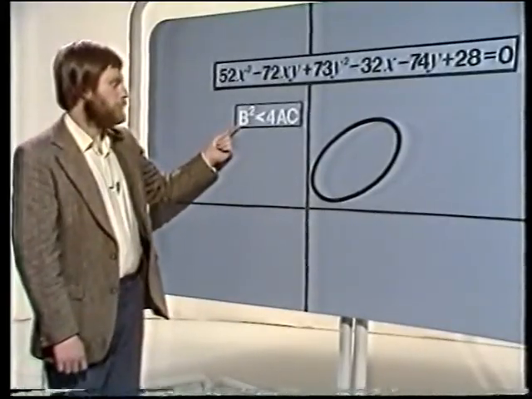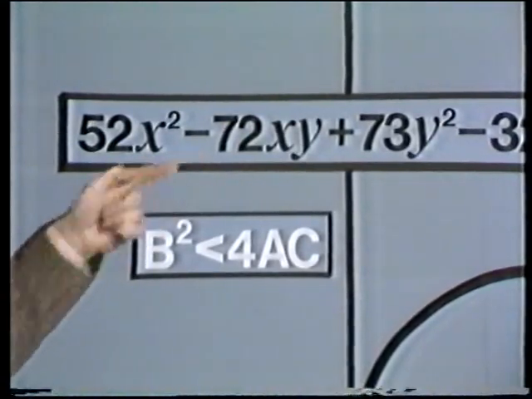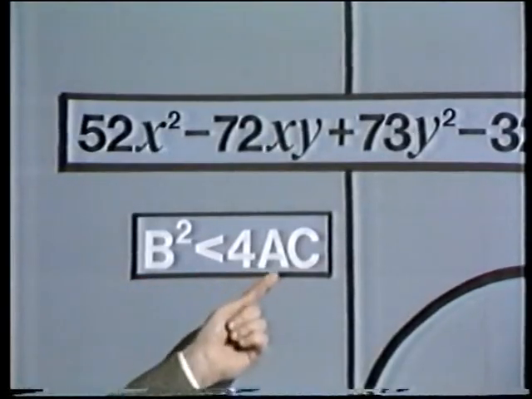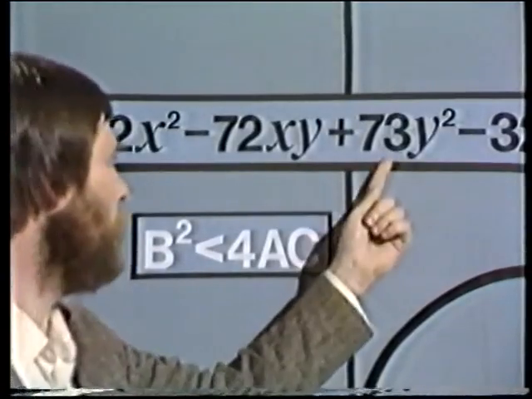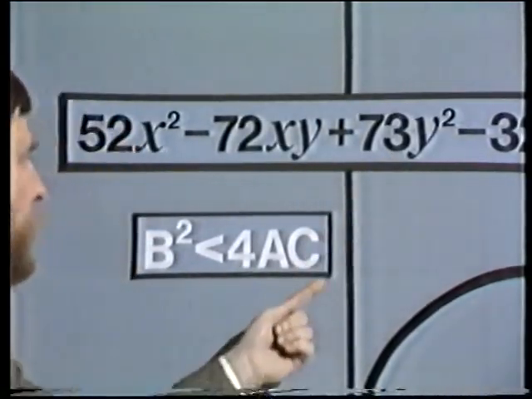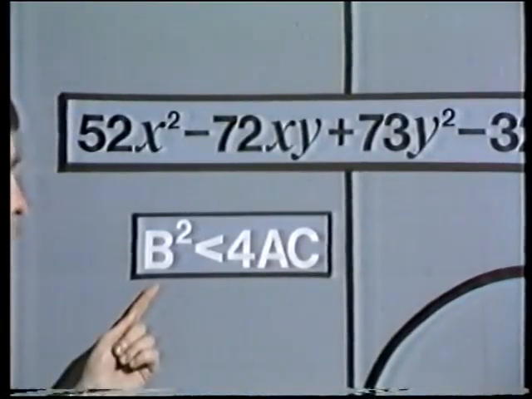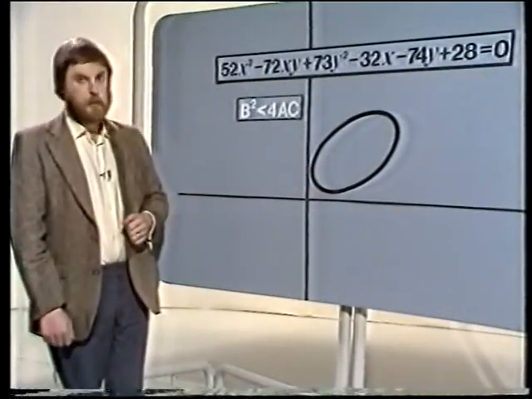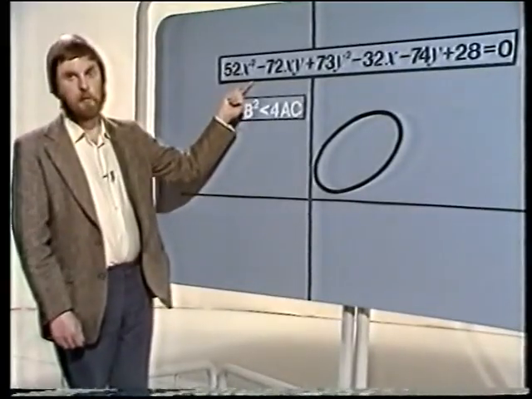Well, let's just check that. B squared. Well, b is about minus 72, say roughly minus 70, so b squared is approximately 70 squared. And 4ac, well, 4a is roughly 200, and c is again roughly 70, so this side's about 200 times 70, and that's much bigger than 70 times 70. So b squared is less than 4ac, so I know without any further work that the curve's an ellipse. Well, there you are. You've got a very simple test which will tell you virtually at a glance what sort of curve a really horrible equation like this represents.